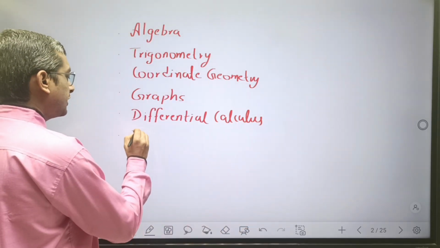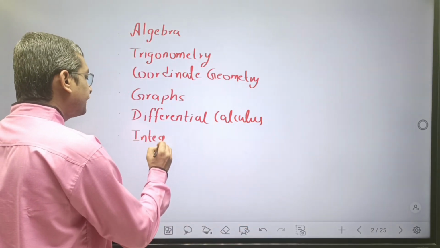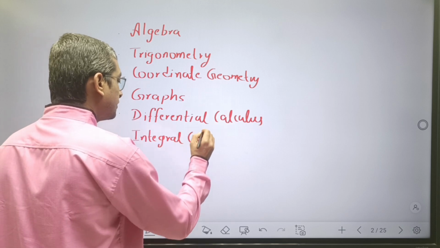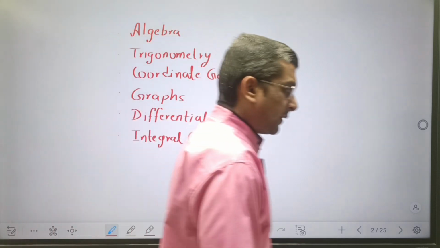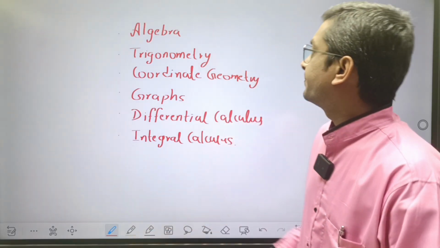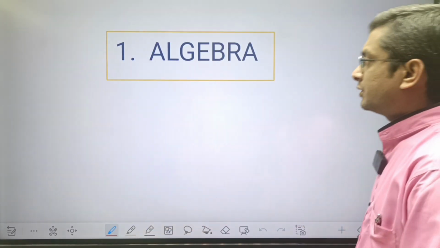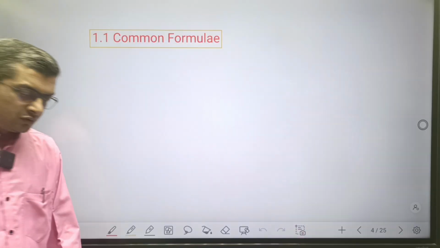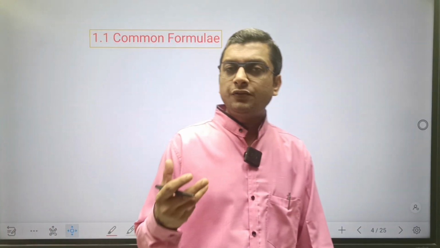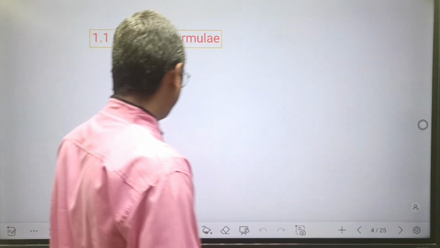And then integral calculus. So these are the chapters which we have to cover for physics. So better you prepare notes. Okay. Now let's start from today's topic, that is algebra. So this chapter consists of many topics. So first let's have a look at the common formulae which are used in physics and maths.